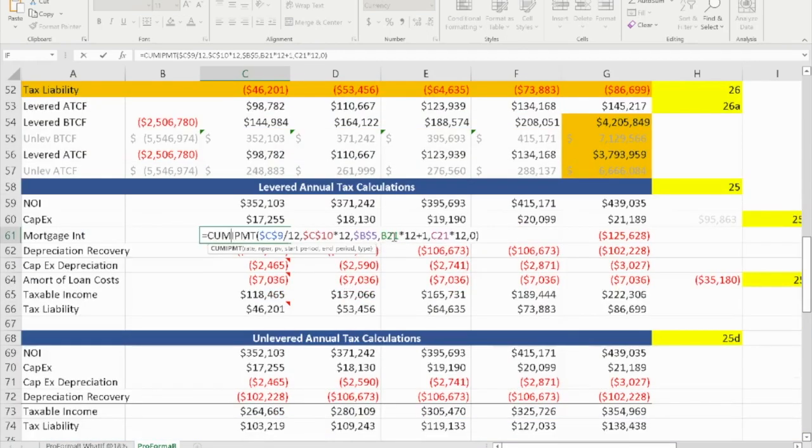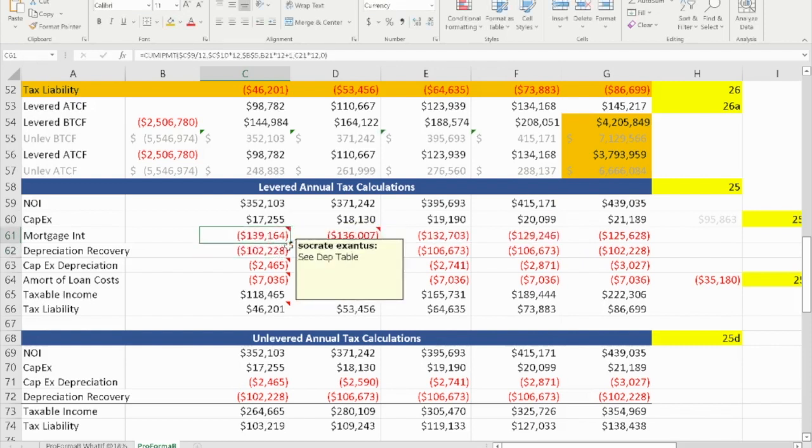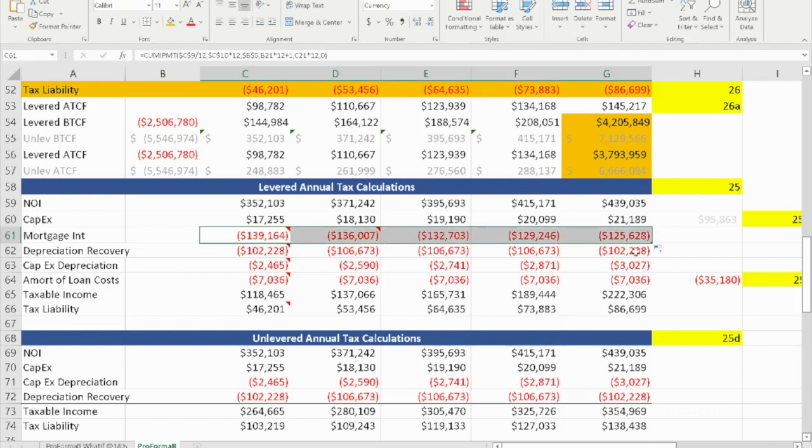So the start period is simply 1, comma, C21, which is basically for that year. C21 is 1 times 12, which is 12. So it's 12 months in a year. And then the end period is 0. If you set up your function this way, you can drag it across. It will give you the cumulative interest payment for all the years, ending in year 5.